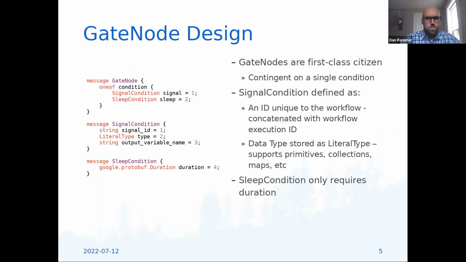And then the sleep condition just requires a duration. This would be something like, here's a node, we want task A to run, and then 5 minutes later, we want task B to run. So in between those dependencies, we could put a gate node with a sleep condition.